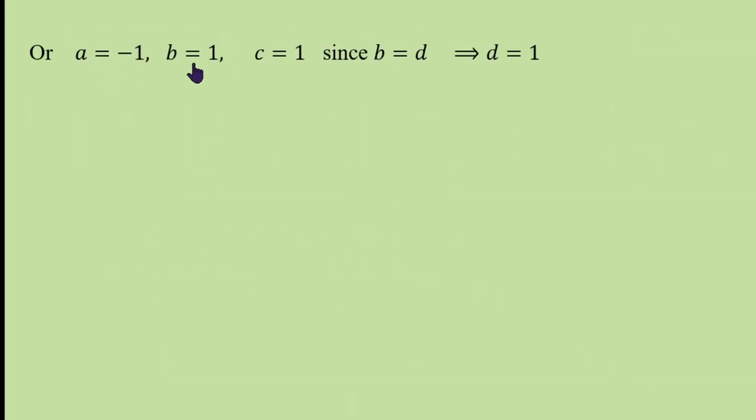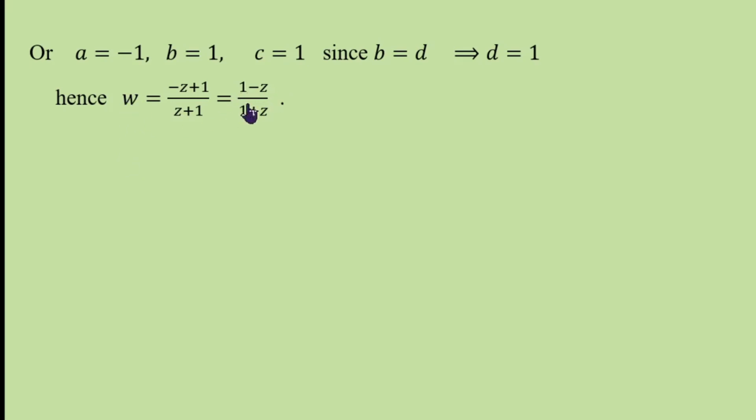So, A is minus 1, B is 1, C is 1, and D is also 1. Substitute these values in W. W is (AZ plus B) by (CZ plus D). Since A is minus 1, B is 1, W is (1 minus Z) by (1 plus Z). That is W. Now, to find the invariant points, that means fixed points, replace W by Z.